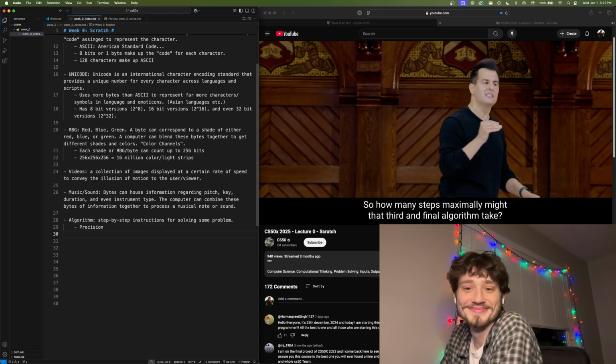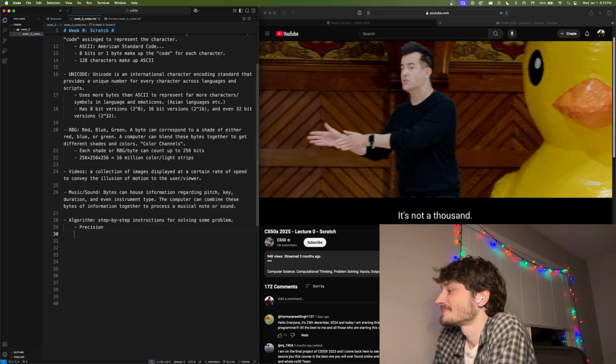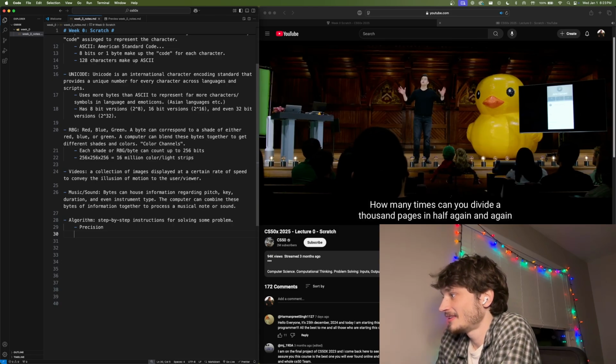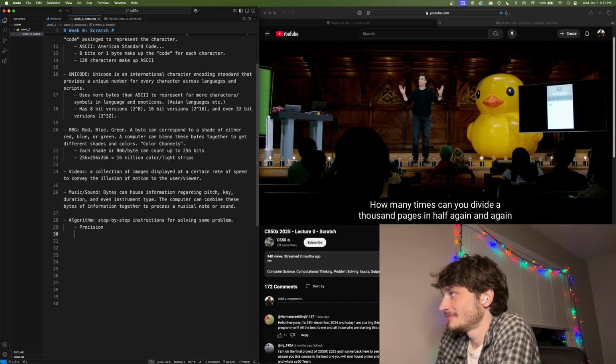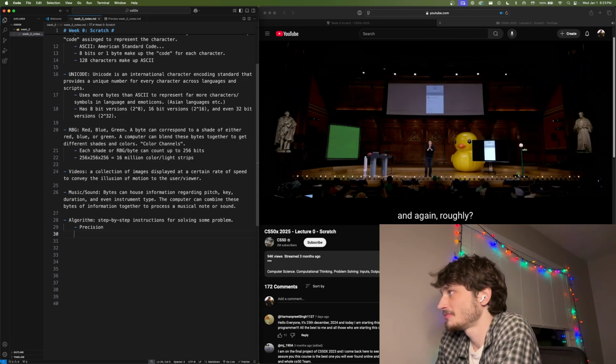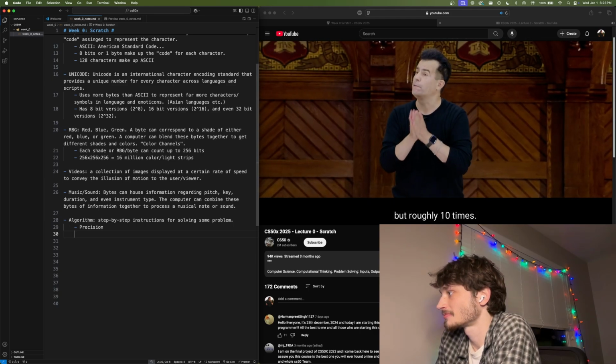So how many steps maximally might that third and final algorithm take? It's not 1,000. It's not even 500 or 501. How many times can you divide 1,000 pages in half again and again and again? Log base 2. Roughly. 9, 10, so typically 10 times, give or take. There's a bit of rounding there because it's not a perfect power of 2, but roughly 10 times.